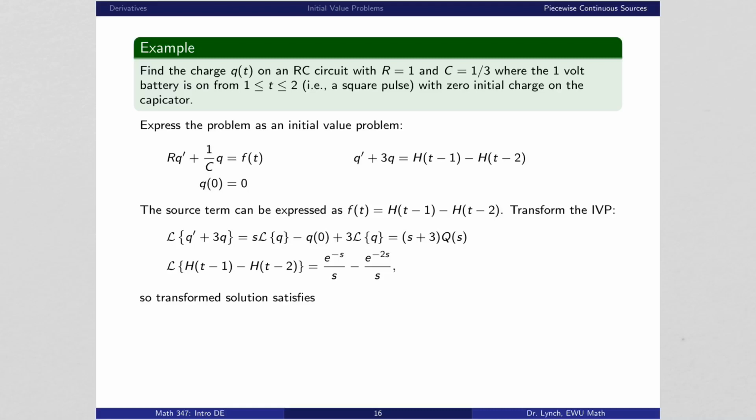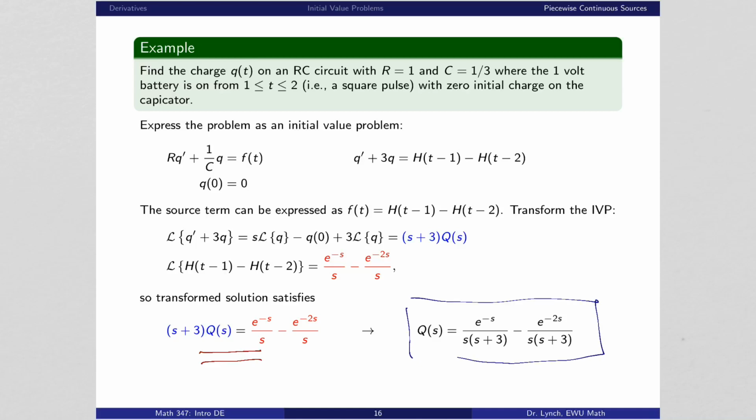So the transform of the left-hand side ends up being s plus 3 times capital Q of s. And the transform of the right-hand side, just using the transform of those Heaviside functions, involves a term that has e to the minus s and a term that has e to the minus 2s. Okay, so here's the transform solution. The transform solution has left-hand side equal to right-hand side, and it's, again, pretty quick to solve that algebraic equation for the transform solution, which we've done here.